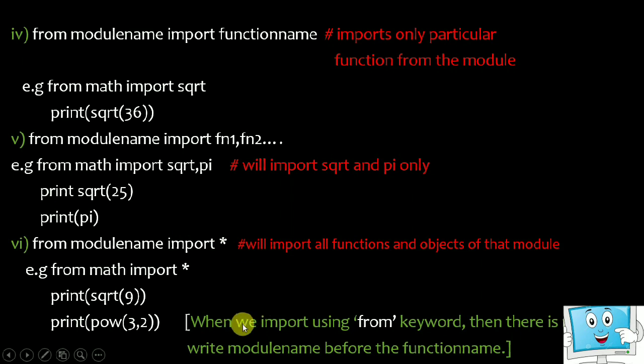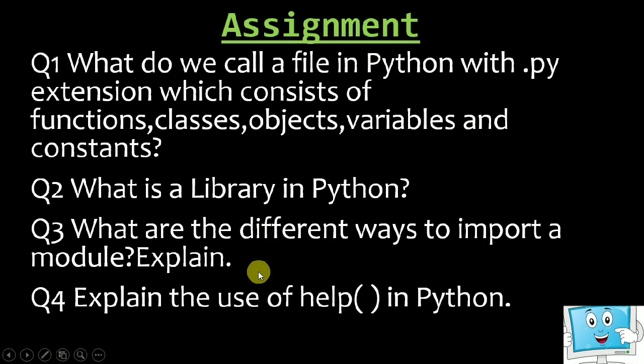So there is a note here that when we import using the from keyword, then there is no need to write the module name before the function name. Now you can see in all three we have imported the module using the from keyword, and nowhere in the print statement have we written the name of the module because it is not required. So this is the assignment part.